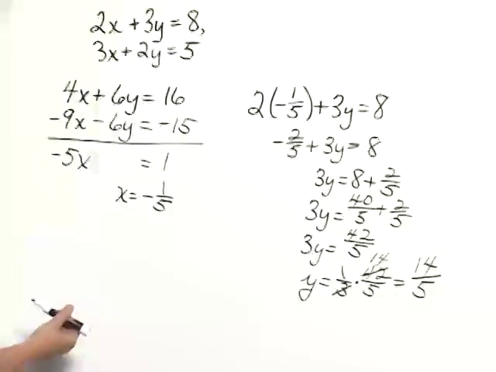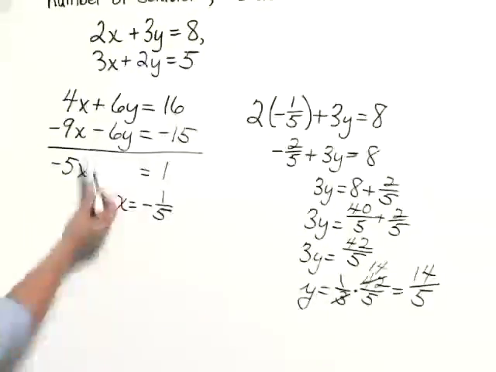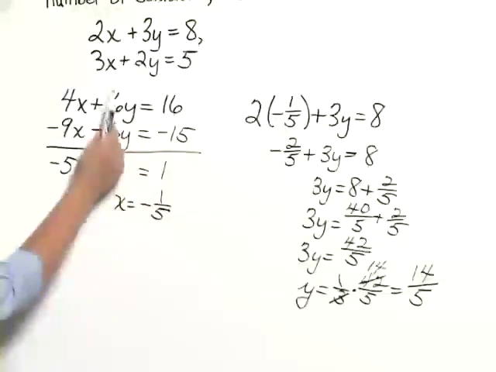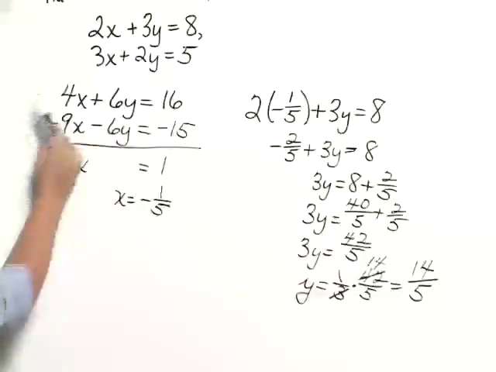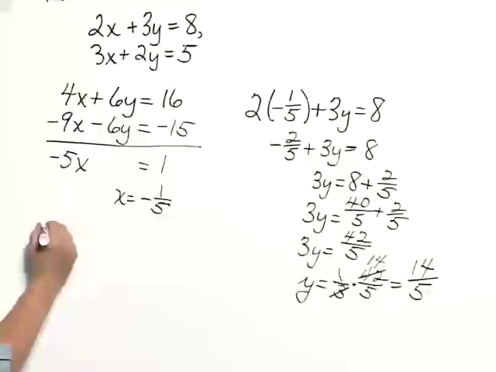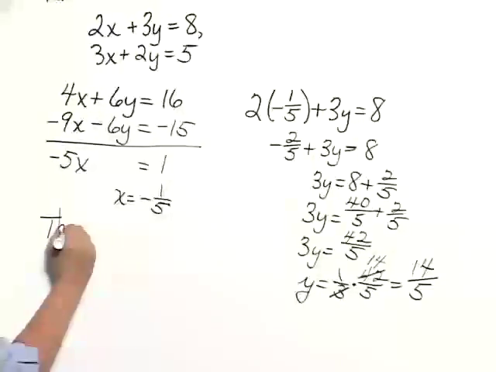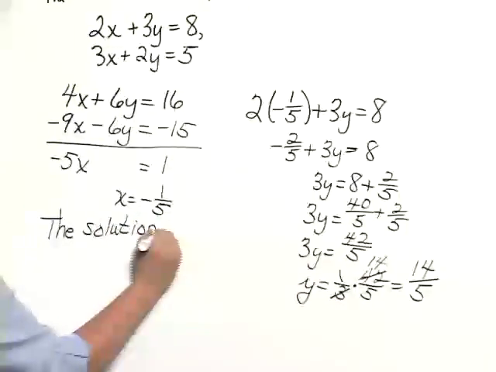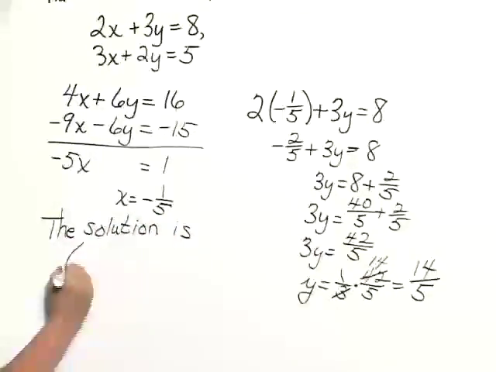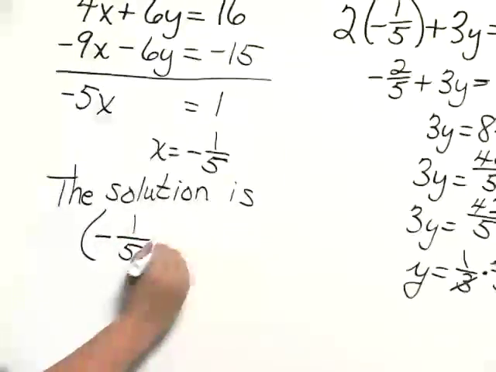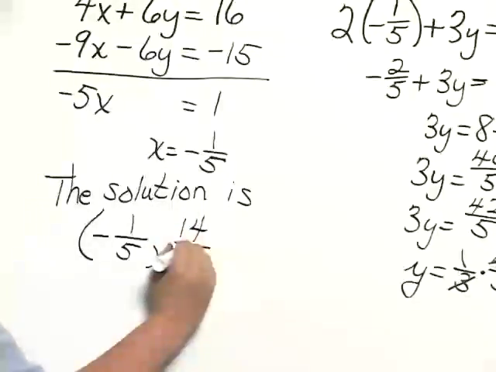Now what we would need to do is to check. We need to substitute negative 1/5 for x and 14/5 for y in both of the original equations. And when we do, we'd find that it makes both of them true. So we can state that the solution is, I'm going to write the solution as an ordered pair with x first. Alphabetical order. Negative 1/5 for x and 14/5 for y.